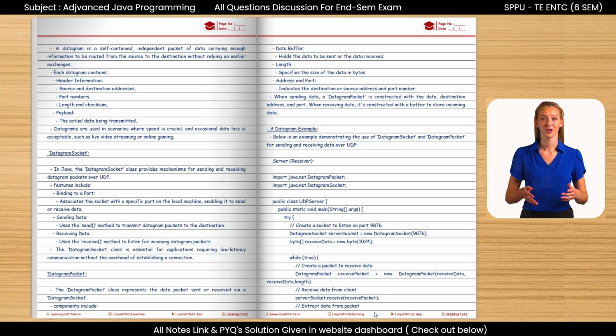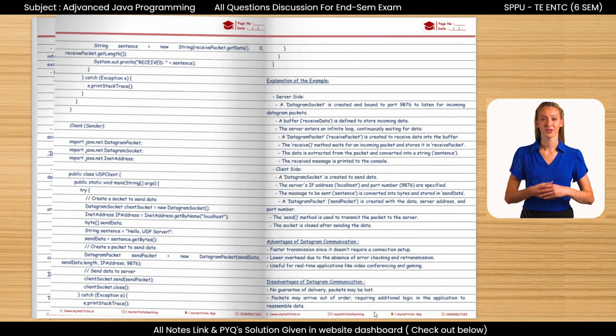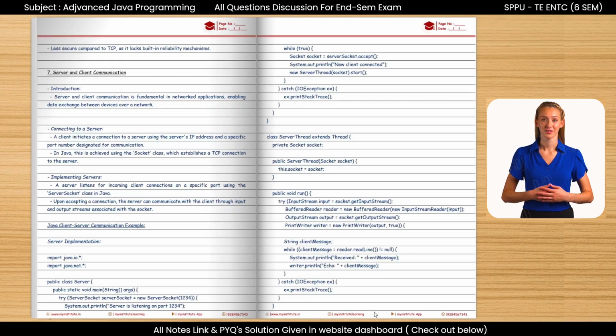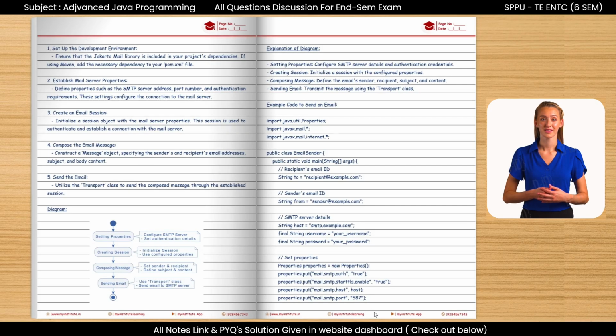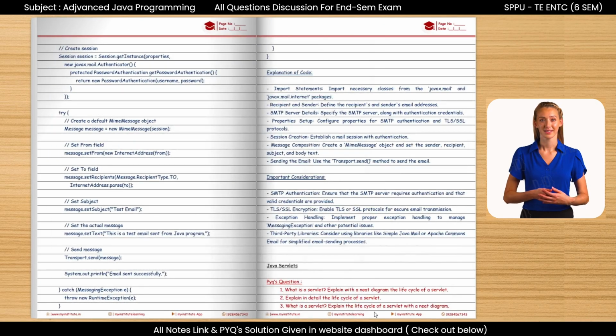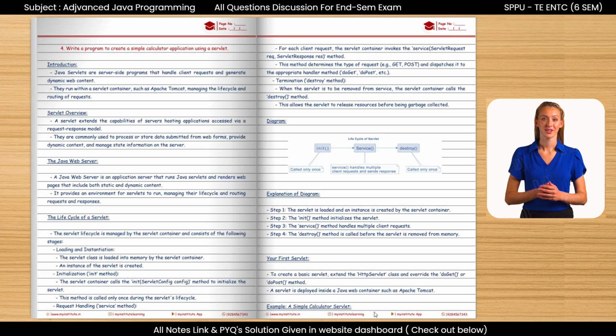Now let's move on to our next topic, which is servlets and their life cycle. From this topic, we can expect the question like, what is a servlet? Explain with a neat diagram the life cycle of a servlet. A servlet is a Java program that runs on a server and processes web requests. Its life cycle consists of initialization, service execution, and destruction. First, the servlet is loaded, then it processes client requests, and finally, it is removed from memory.